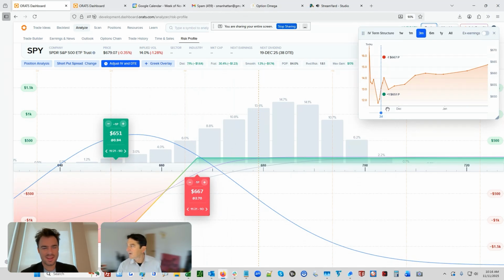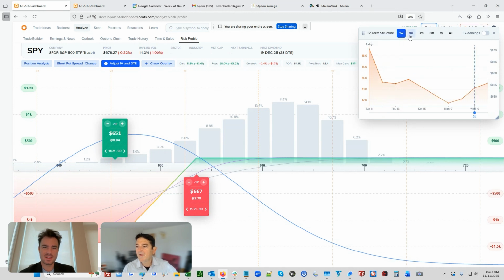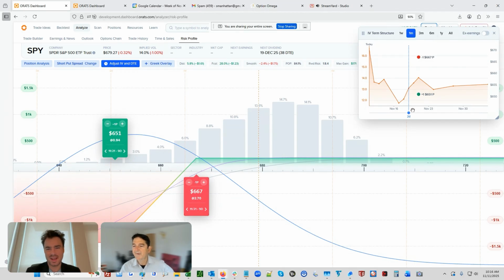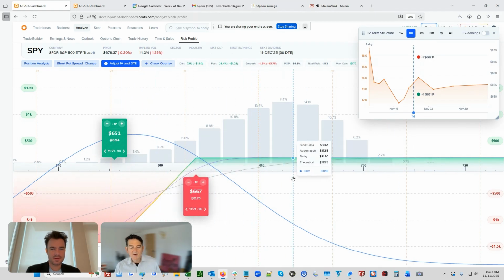Yeah, I really like this IV term structure mini graph in the top right. That slider on the x-axis, the theoretical value, makes it intuitive. Yeah. So as you get closer, you could see this purple line moving towards that line over here. Very cool. Yeah, so that's what happens to this line.